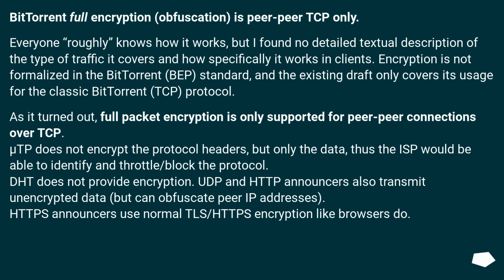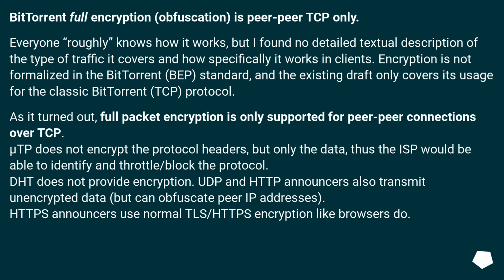BitTorrent full encryption, obfuscation, is peer-to-peer TCP only. Everyone roughly knows how it works, but I found no detailed textual description of the type of traffic it covers and how specifically it works in clients. Encryption is not formalized in the BitTorrent (BEP) standard, and the existing draft only covers its usage for the classic BitTorrent (TCP) protocol. As it turned out, full packet encryption is only supported for peer-to-peer connections over TCP.